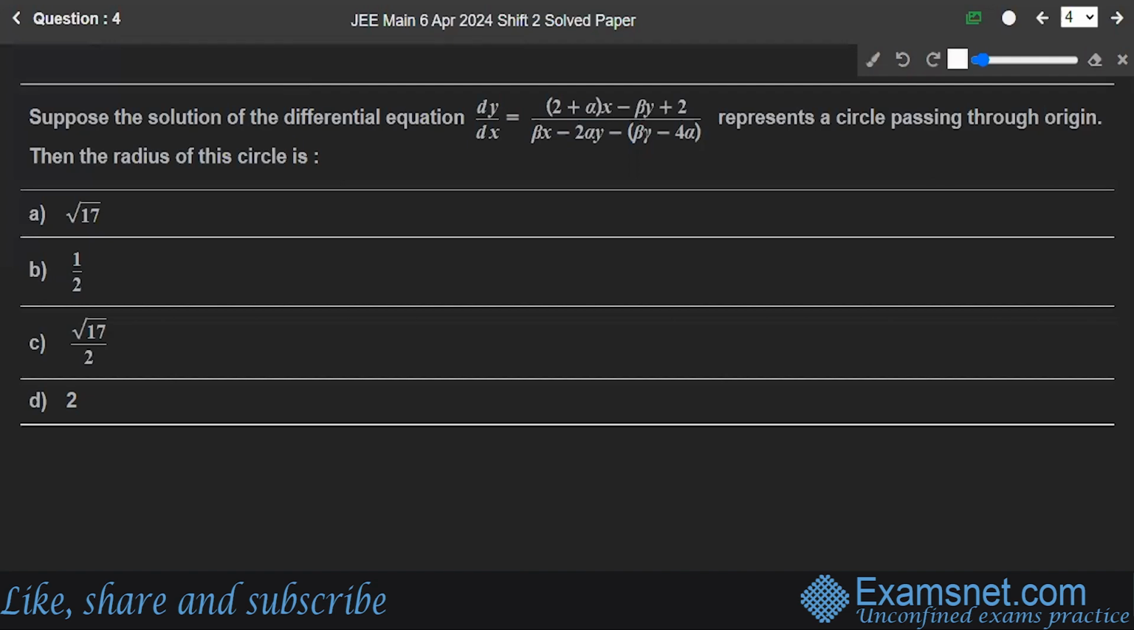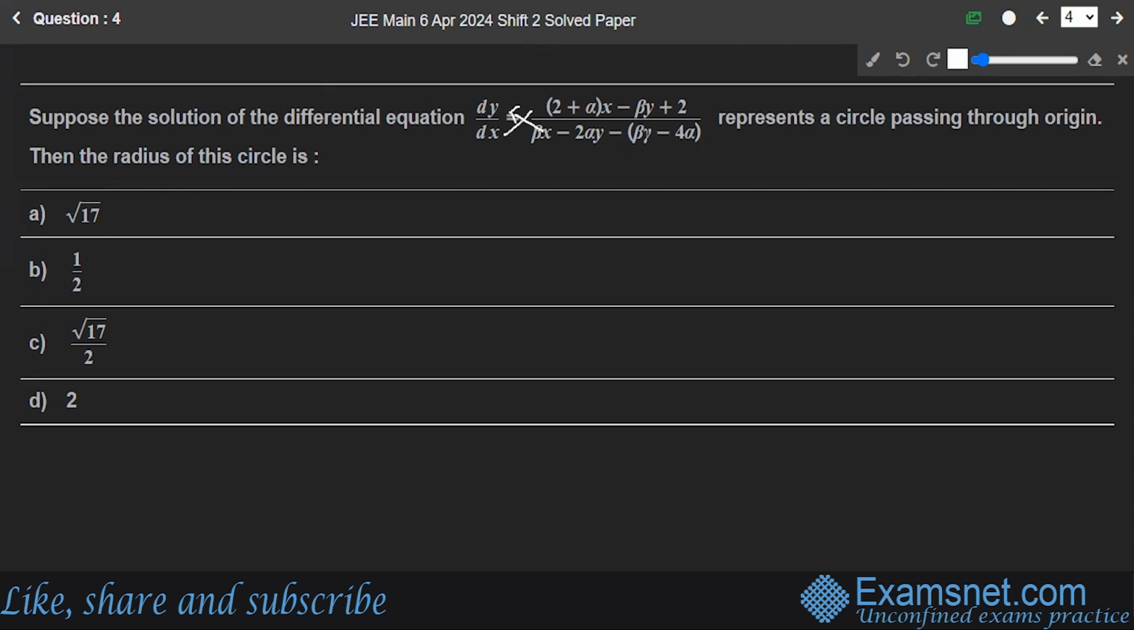Question number 4, suppose the solution of this differential equation represents a circle which is passing through the origin. Then what is the radius of the circle? Okay. So let's write down. I'll be doing the cross multiplication from the very first step of this question. Let's do the cross multiplication.